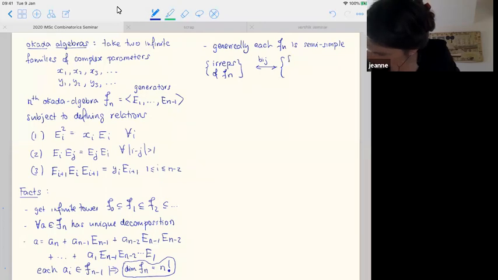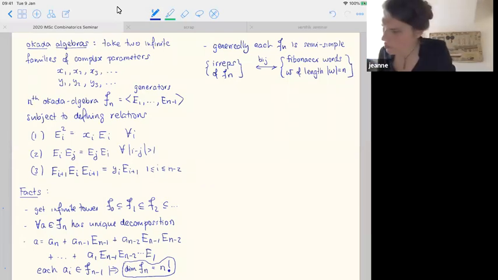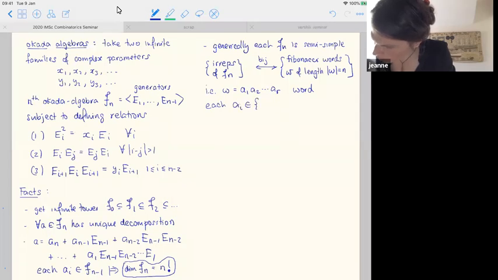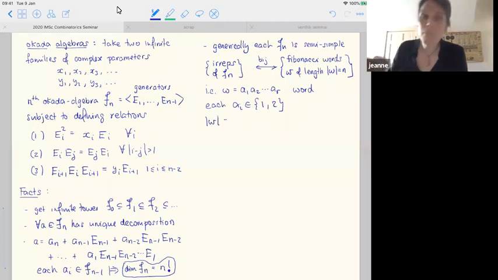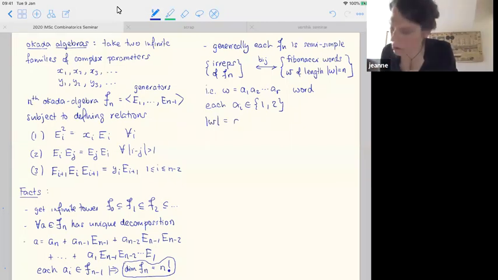Fibonacci words. Words, let's call them W, of length n, right? And by Fibonacci word, I mean the following. So W is a word, a product of letters, where each letter is either a one or a two. And I declare the length of my word to be just the sum of these letters, so the sum of the ones and twos.